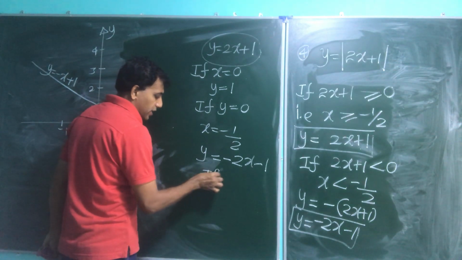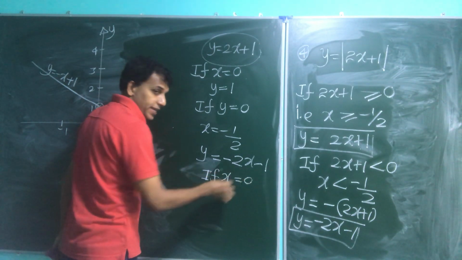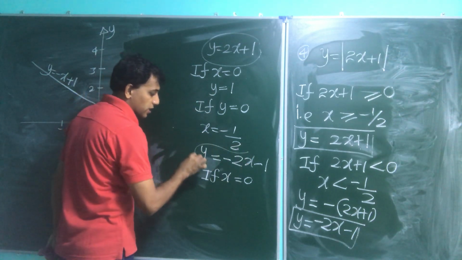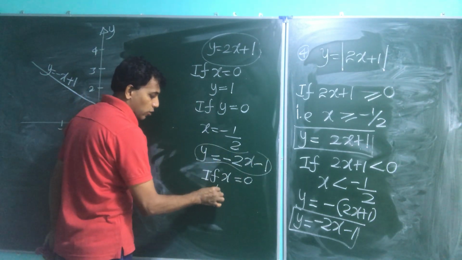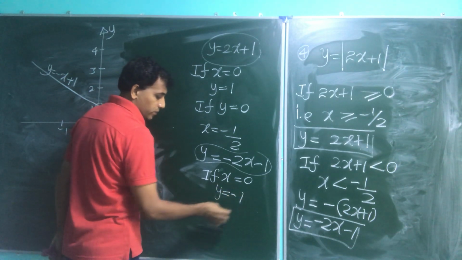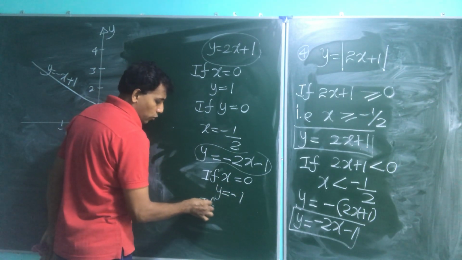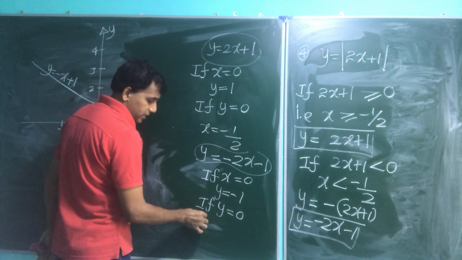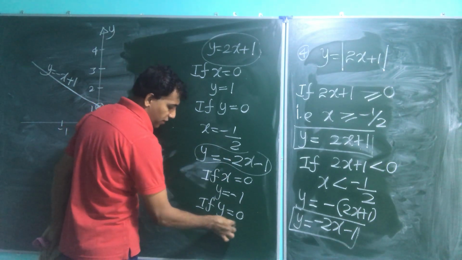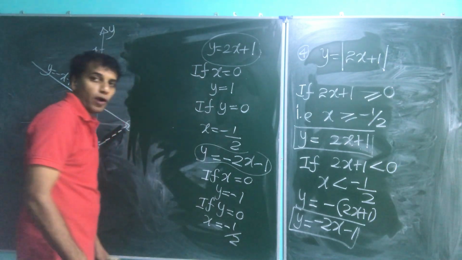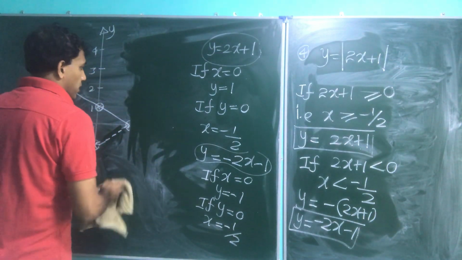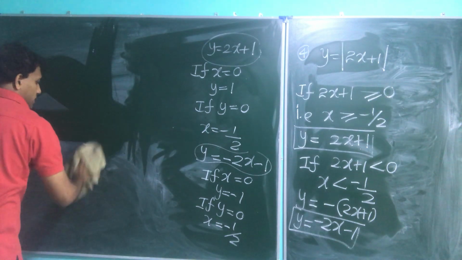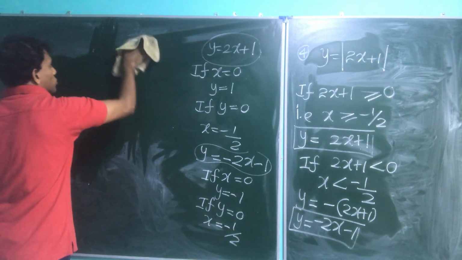If x is 0, what is y for this graph? x is 0, y is minus 1. If y is 0, what is x? x equals minus half, right? That's all, two points are enough. Now prepare a nice coordinate axis and draw the sketch. This is the method of how to draw.